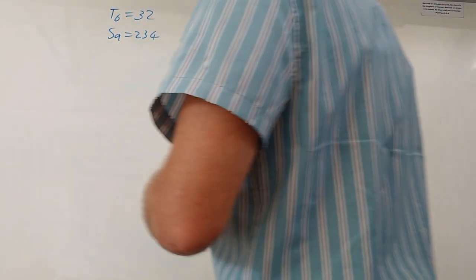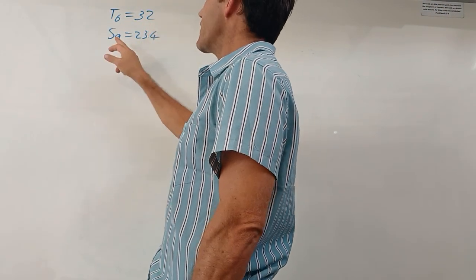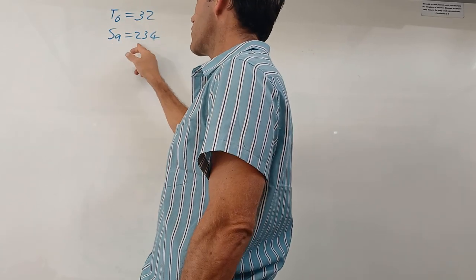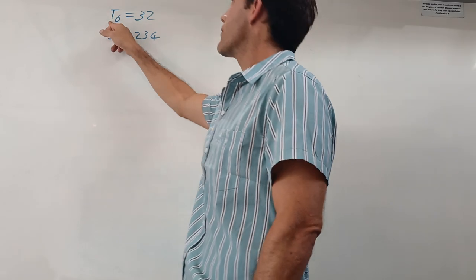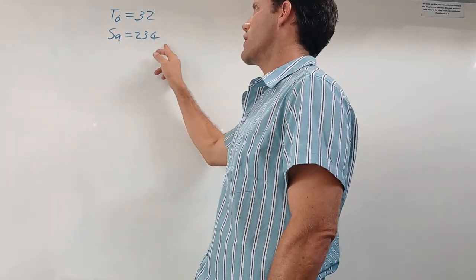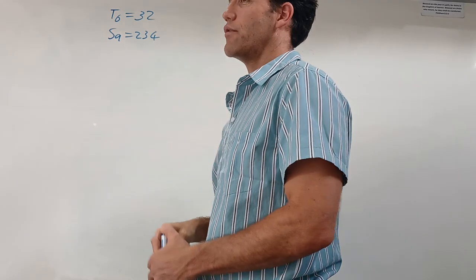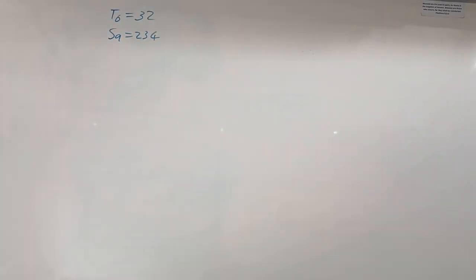Right, so the question says that the sixth term is 32 and the sum of the first 9 terms is 234. That's what it says. The sixth term is 32 and the sum of the first 9 terms is 234. Okay, that's all they give you. And then it says determine the first 3 terms and the nth term.